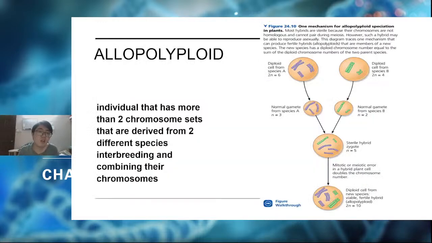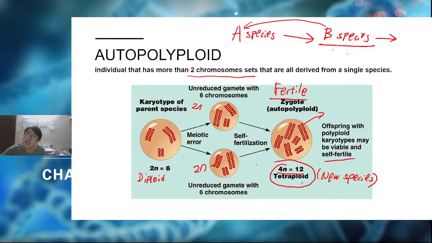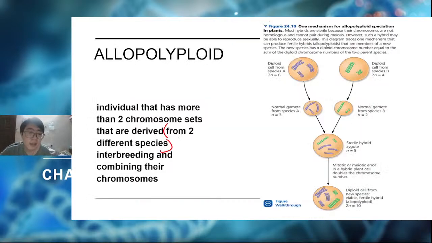Okay. Next is allopolyploid. This one is that the individual has more than 2 chromosome sets, same also, but it is from 2 different species. Yang ni adalah same species, single species. Ibu bapa adalah species yang sama. Tapi yang ni species yang berbeza. So if you see that, this is species A. Ini species B.